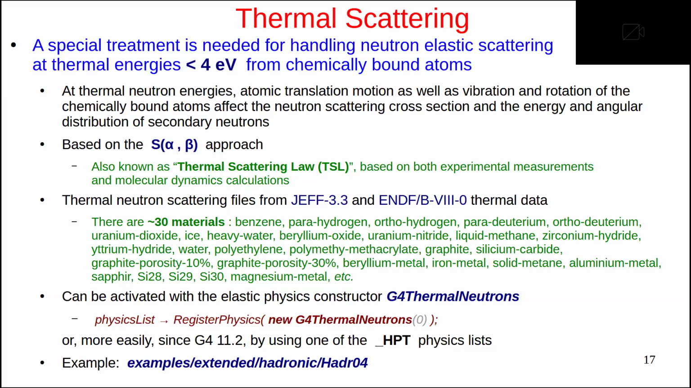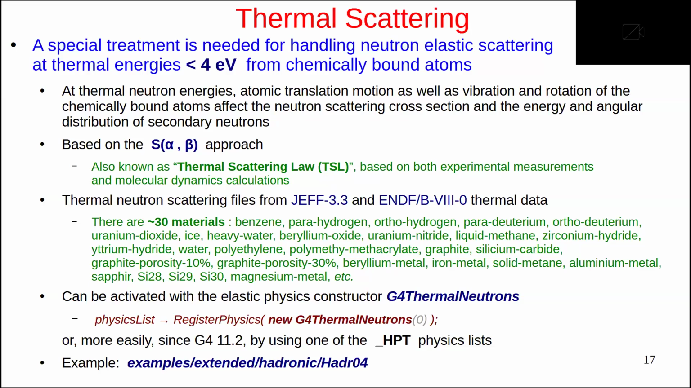If you want to use this thermal scattering, by default, if you take an HP physics list, this thermal scattering is not treated. That means that below 4 electron volts, the treatment is approximate, not very accurate. If you want accurate treatment, then you need to take one of these HP physics lists and register this thermal neutron physics list constructor on top of it. So it's one line of code in your main program.